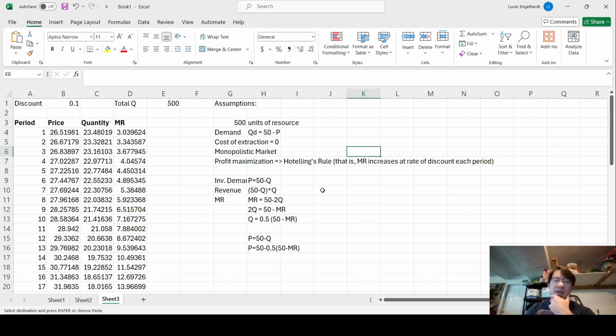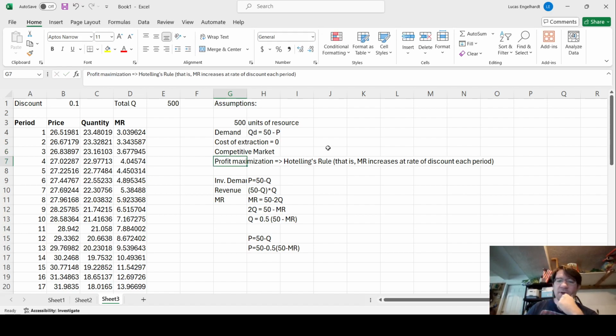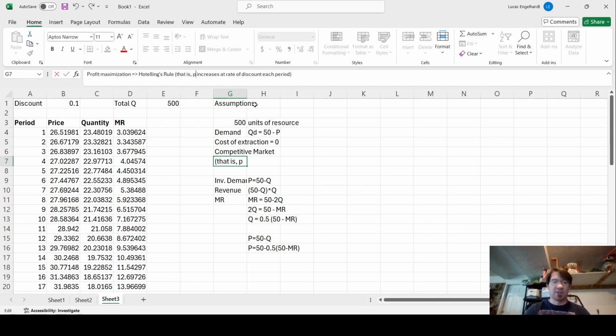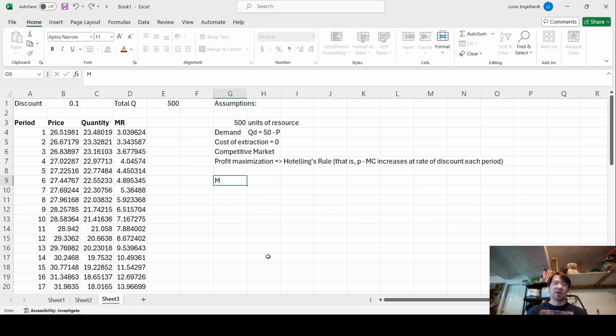All right, so this time we have a different formula. It's no longer a monopolistic market. I think that I switched this back to a competitive market, if I remember correctly. And now, rather than Hotelling's rule applying to the price, it's going to apply to the marginal profit, which is price minus marginal cost. So we're going to have to calculate that. That means we also need a formula here for marginal cost.